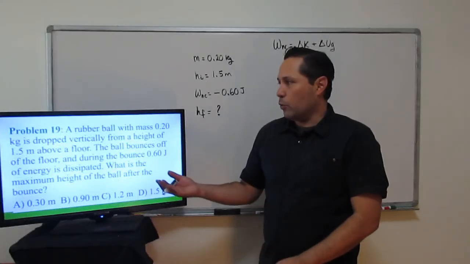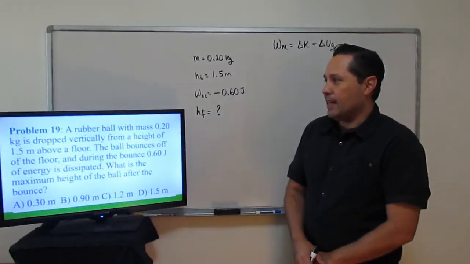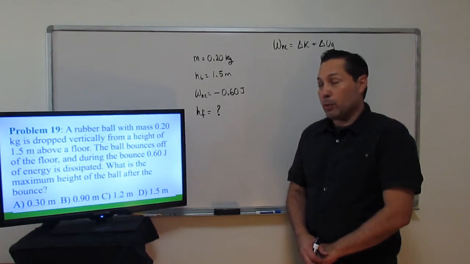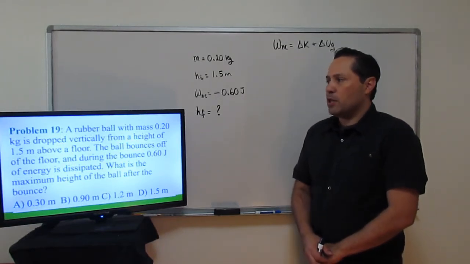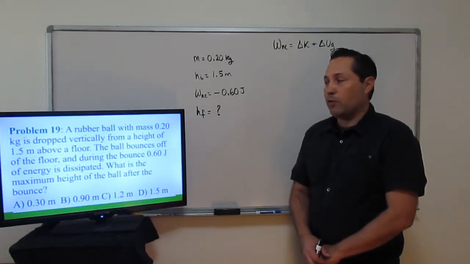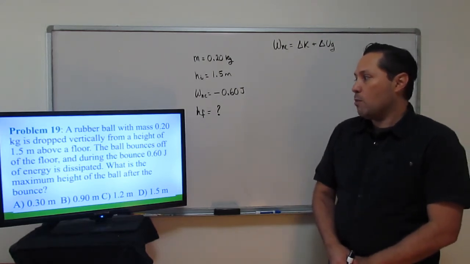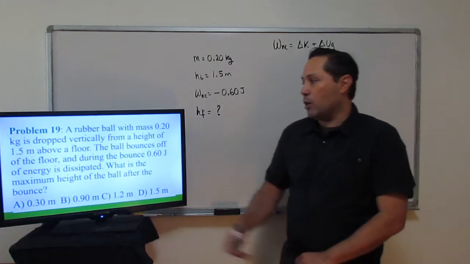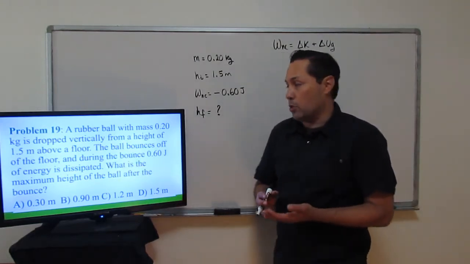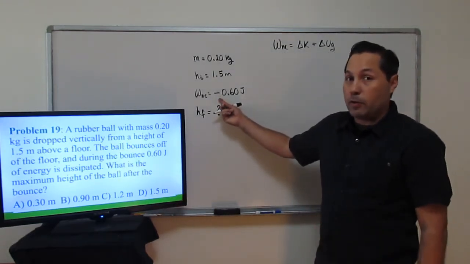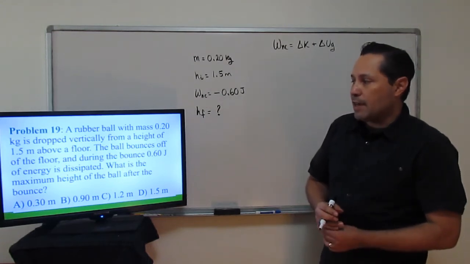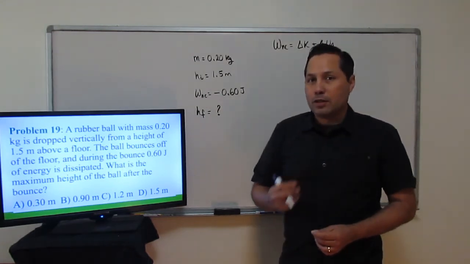Up next for us, you'll come across problem number 19. In this problem, they ask the following. A rubber ball with a mass of 0.2 kilograms is dropped vertically from a height of 1.5 meters above the floor. The ball bounces off the floor, and during the bounce, 0.6 joules of energy are dissipated. So it loses that much energy, so I'm going to put it as a negative because it's being lost. What is the maximum height of the ball after the bounce?